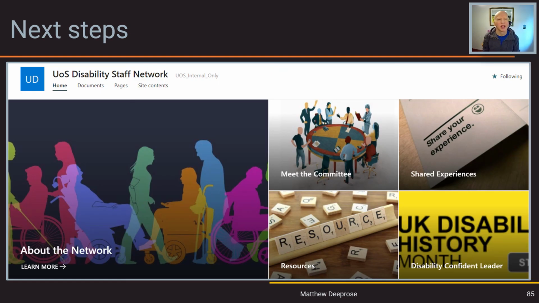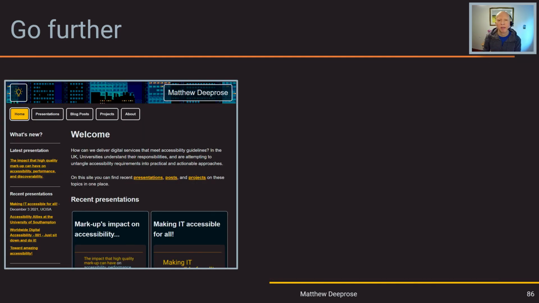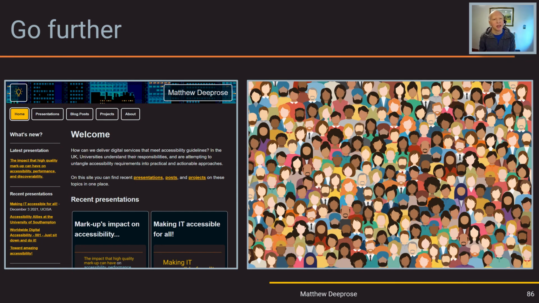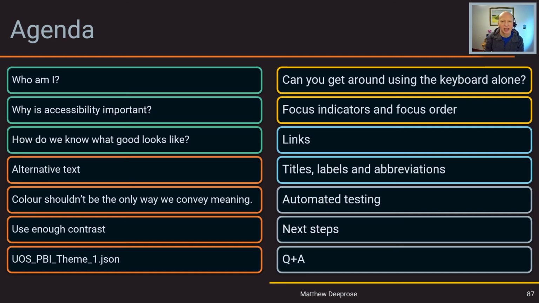In terms of next steps, I'd recommend making contact with the Disability Staff Network and ask about their experiences with Power BI. In the past, some members of the group have offered to help test things and give feedback. If you're interested in learning more, I've collated my accessibility presentations and blog posts on my website. And I always include a large bibliography of links and resources for each one. And our accessibility community of practice is open to all. All of those links I pasted in the chat earlier.